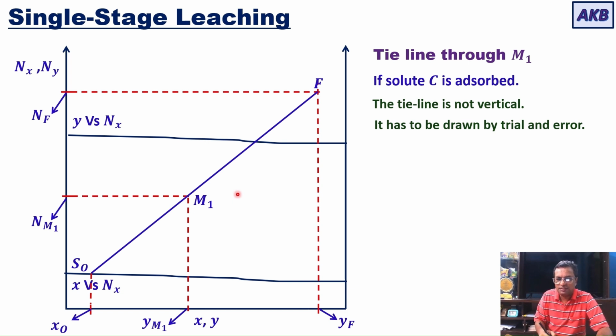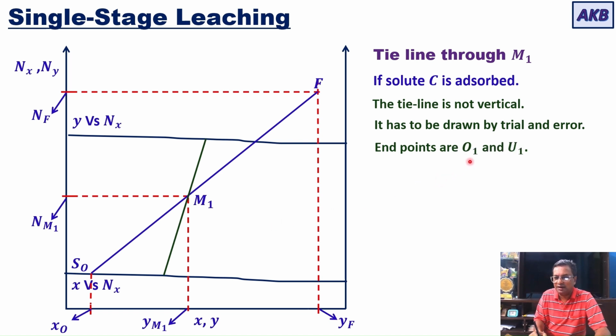In my next video, I have solved one numerical based on single stage leaching. There I have told you how to draw the tie line by trial and error. The approach is similar to the one which was used in the case of liquid extraction. So we need to draw a tie line that passes through point M1. If solute C is adsorbed, the tie line will not be vertical, and in that case you will have to draw it by trial and error.